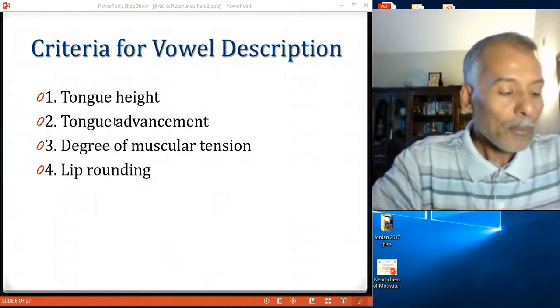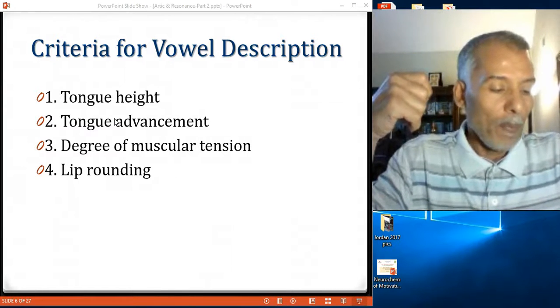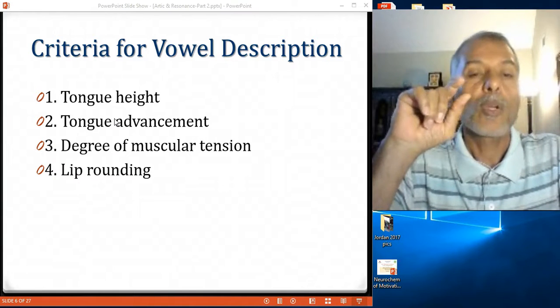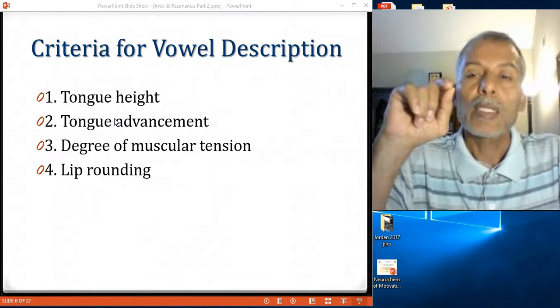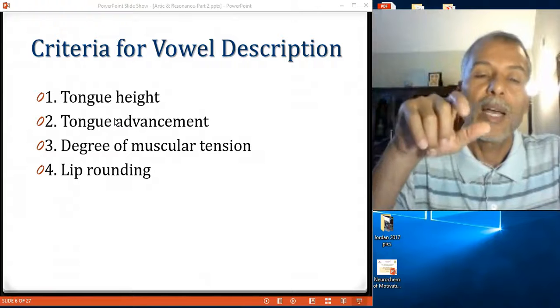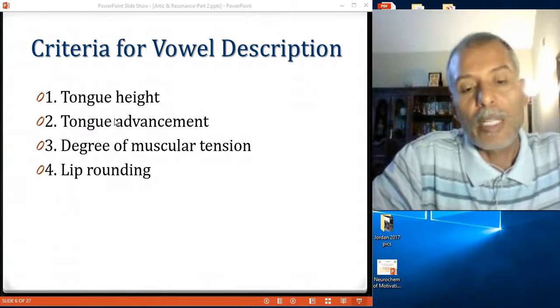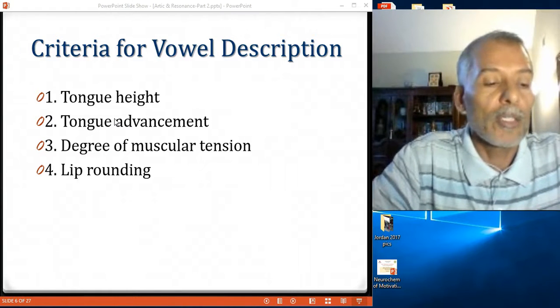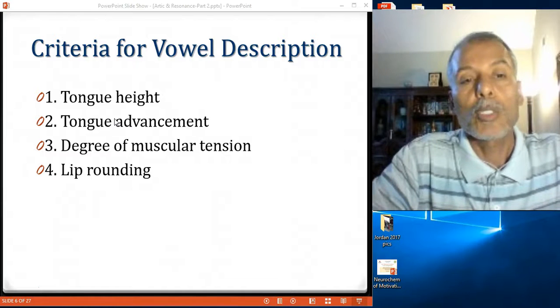Tense means it engages the muscles. It makes them work for a longer duration. And lax means it makes the muscles work for a shorter duration. Some linguists used to call lax short sounds, short vowels, and tense long vowels. But because we are looking at that as scientists, from the perspective of speech and hearing science, we describe that in terms of muscular tension and aerodynamics and so on. So it is important that we say tense or lax.